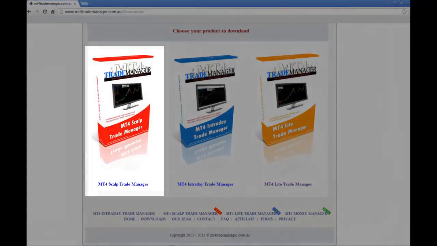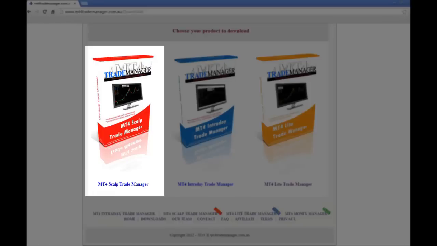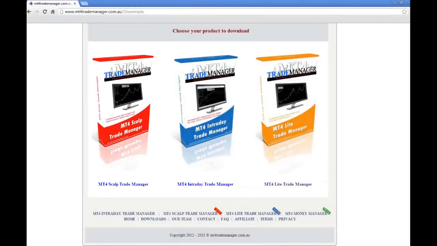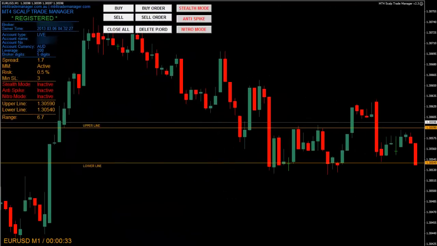The other script that I use every day is the MT4 Scalp Trade Manager. I designed it for super fast and effective news trade and scalp trade execution, and it does the job very well. There you go, this is how it looks. Of course you can recognize the same areas like info panel and buttons.